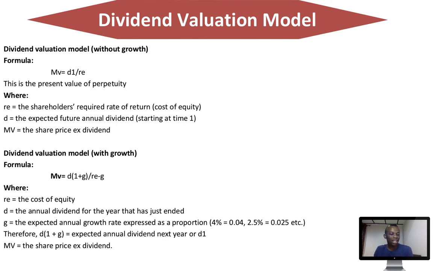It's going to grow by a certain percentage, right? So now in this dividend valuation model with growth, the formula is D bracket 1 plus G, where G is the growth rate, divided by ROE minus G. The D still remains the annual future dividend. And G is, if you're going to grow, what's the percentage that you're going to grow?